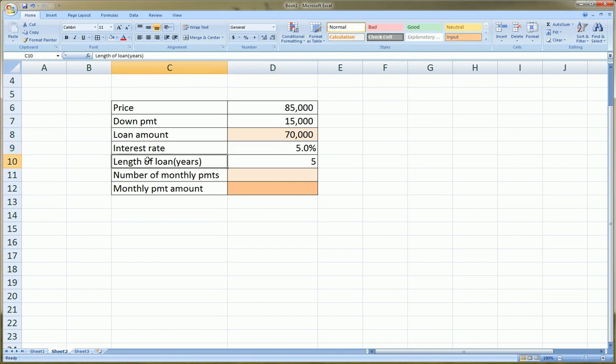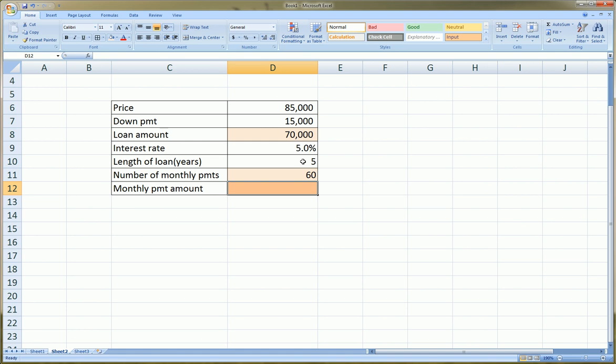Now the next thing is the length of the loan. This loan is a 5-year loan. Since in this example, and in most practical examples, we're making monthly payments, we need to convert the length of the loan to the number of monthly payments during the life of the loan. So if we have a 5-year loan and we make monthly payments, it's just 5 times 12, because there are 5 years and each year has 12 months. So we have 60 payments in this loan.